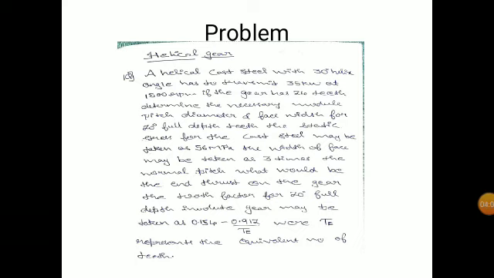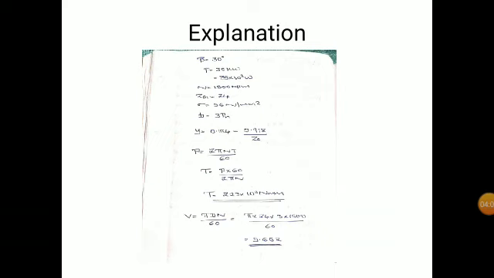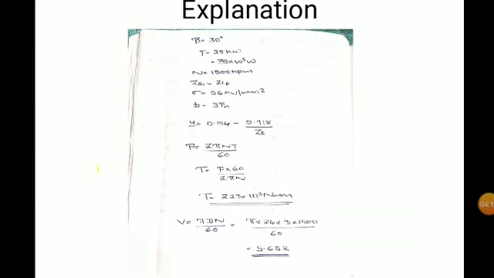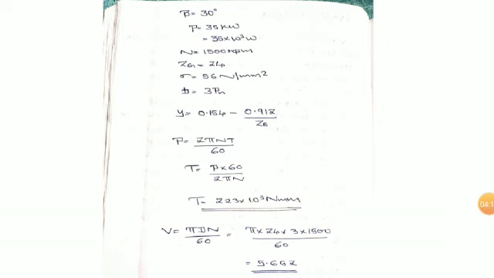Beta in the data book is given as the helix angle. Then power is given as 35 kilowatt. RPM is given as 1500 RPM. ZG, the number of teeth on the gear, is 24, and stress is given as 56 Newton per mm square, and face width B is equal to 3 times the normal pitch. And Y means tooth factor, the Lewis form factor, which is equal to 0.154 minus 0.912 by ZD. This is an empirical relation.